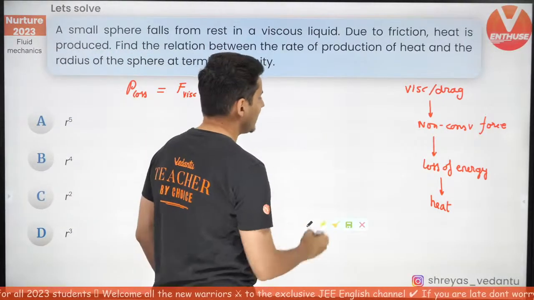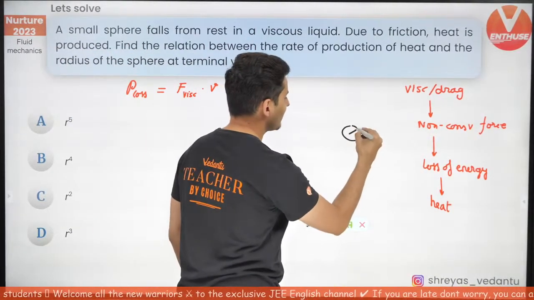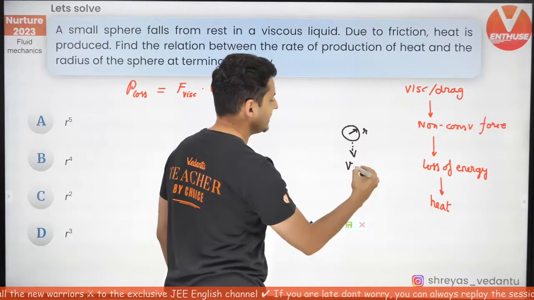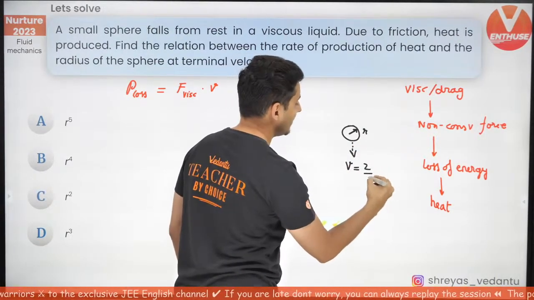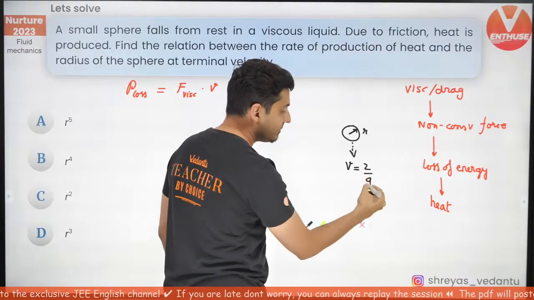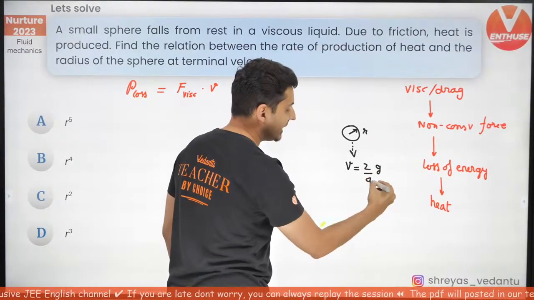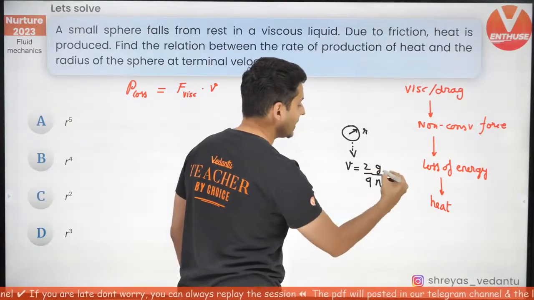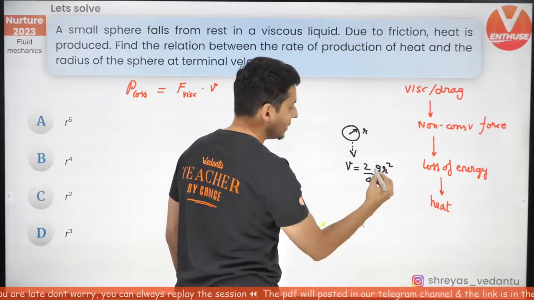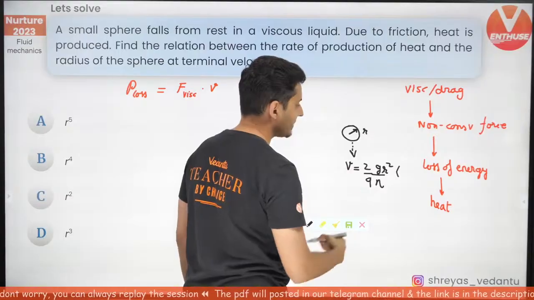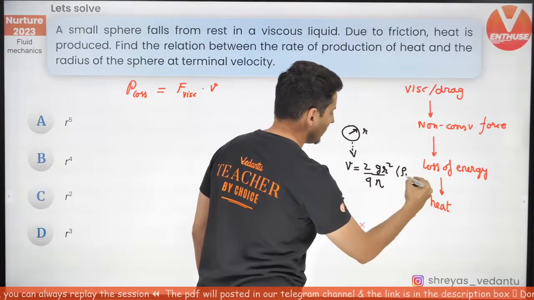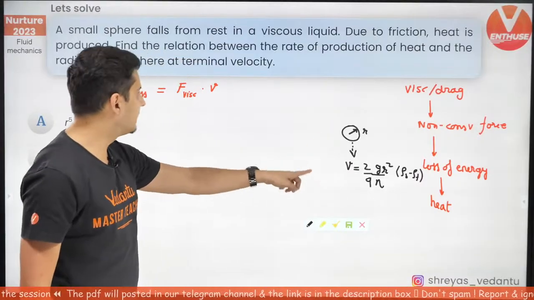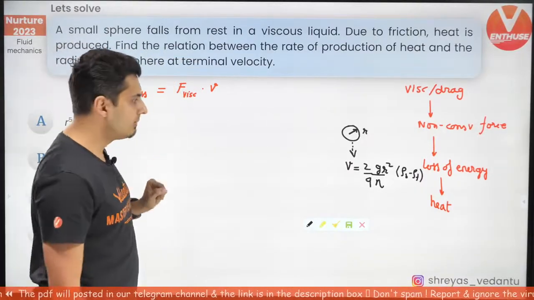Now just some time back I told you, if you have a sphere of radius r falling down with terminal velocity v, the terminal velocity formula is 2 by 9, g over eta, times r square, times the difference of the densities. Density of solid minus density of fluid. So from here, let's see what all we can get.